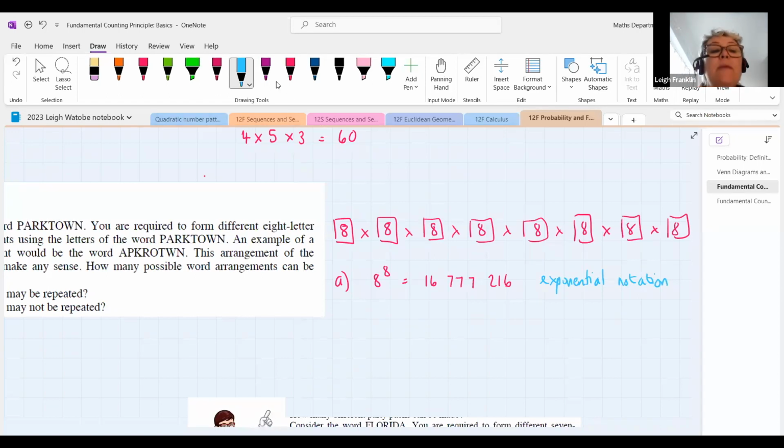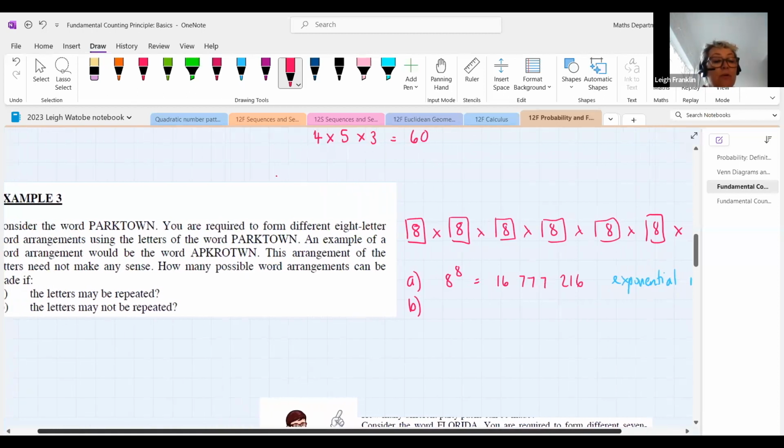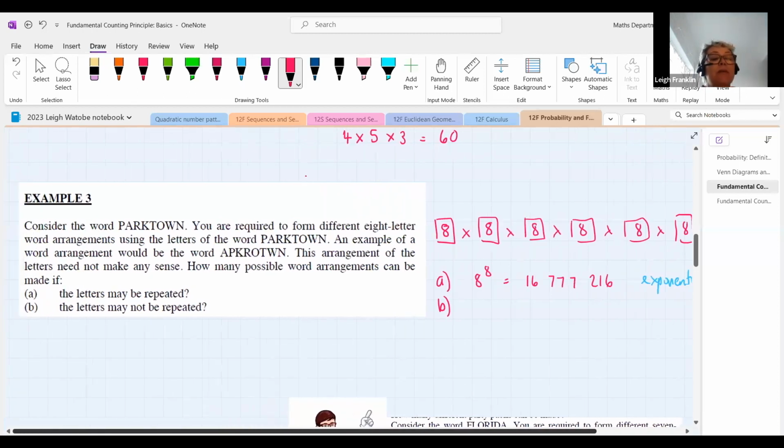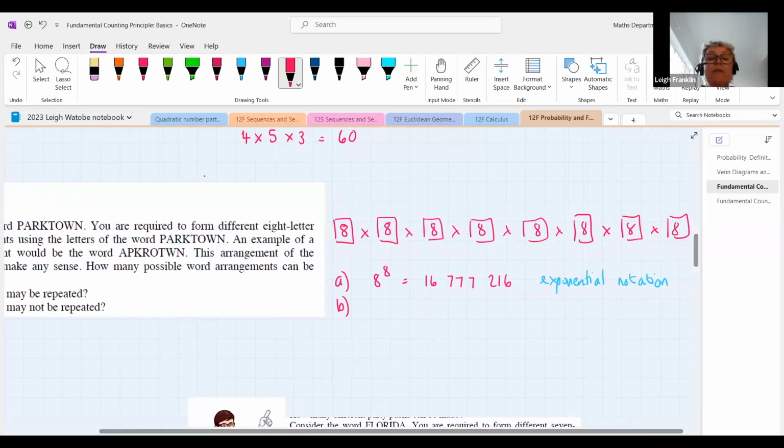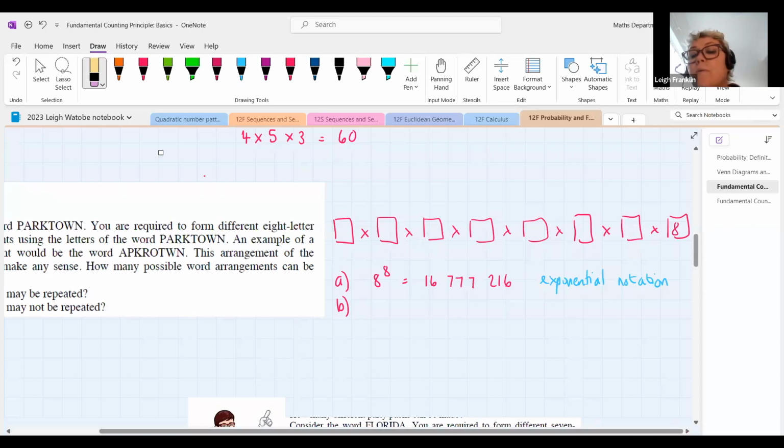All right. In part B, they've told us the letters may not be repeated. So let's just go back and have a look. Okay, so the letters may not be repeated in part B. So what's going to happen here? Again, we want to try and fill our blocks. Let's just make that a little bit smaller so we can rub that out without getting rid of our blocks. Okay, there we go. And now you guys are doing exactly what I expected you to do.